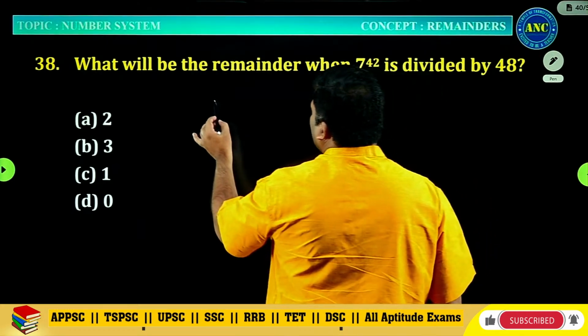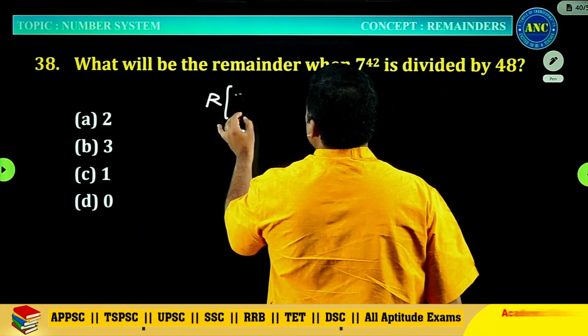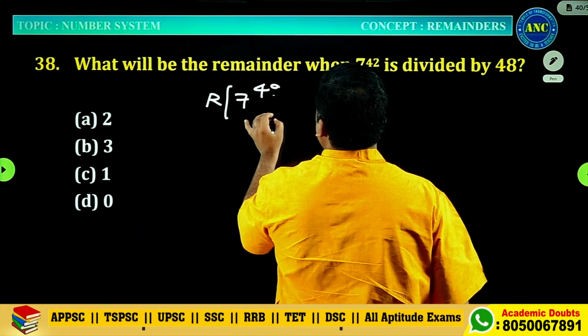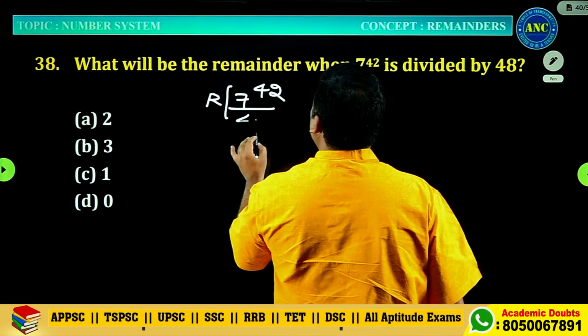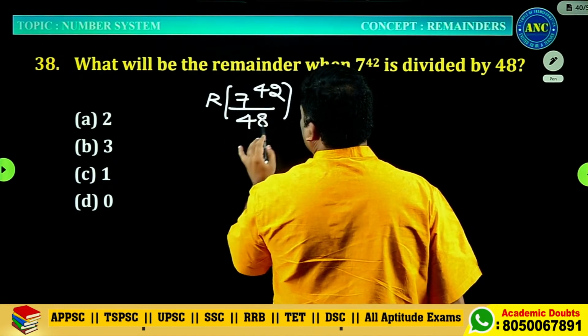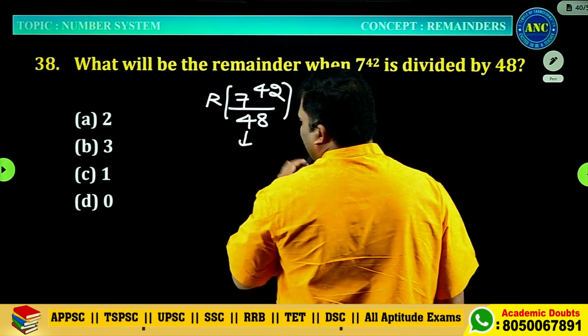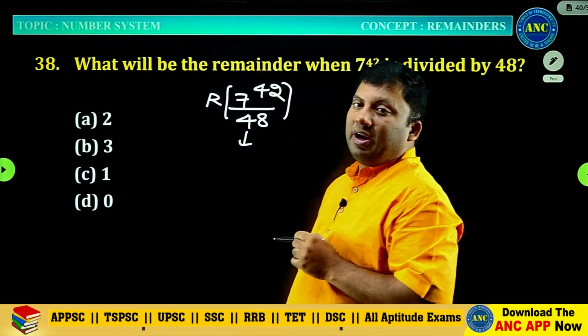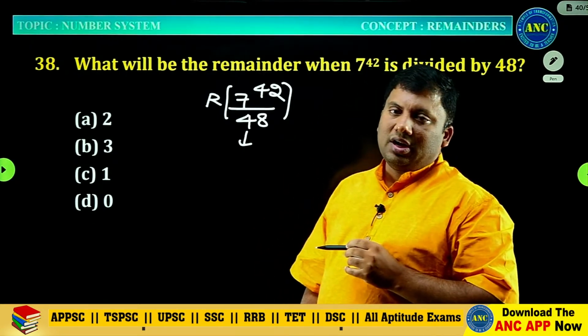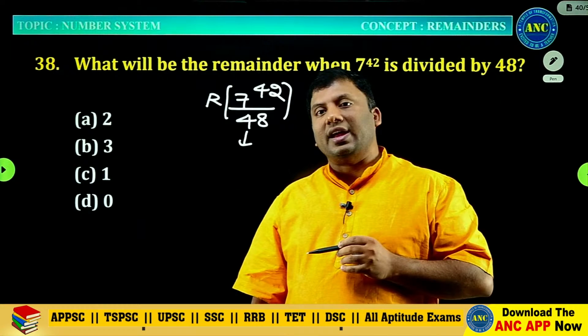Now immediately, 7 power 42. The beauty is it takes 5 minutes to understand the concept. You will see the magic happening. Anil sir said that when the denominator is a composite number, I can eliminate wrong answer options.